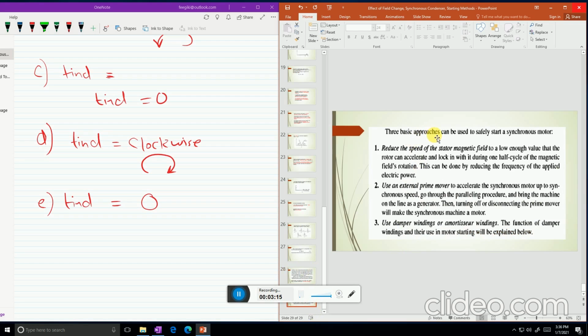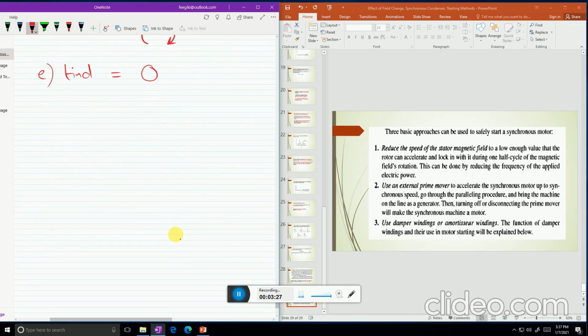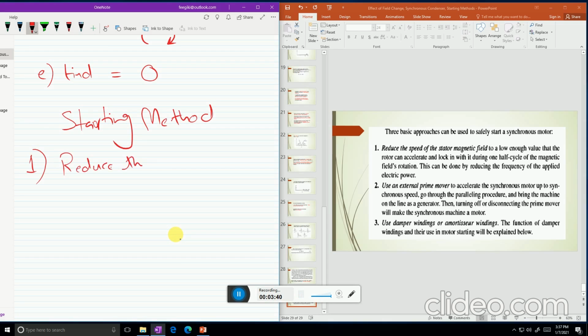So basic approaches can be used to safely start a synchronous motor. These are the starting methods. The first one is to reduce the speed of the stator magnetic field. When we reduce the speed of the stator magnetic field, the motor rotor has enough time to rotate, and it will rotate with the stator magnetic field, and then we will increase the stator magnetic field speed by controlling the frequency. The second method is to use an external prime mover to accelerate the synchronous motor.